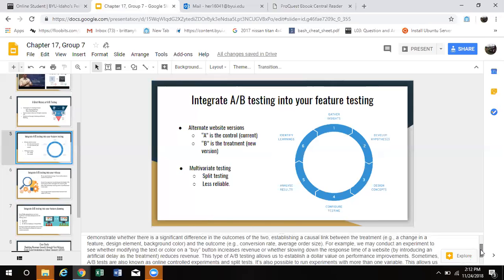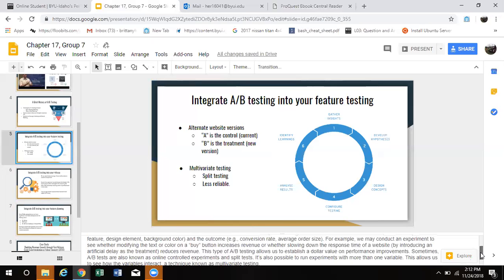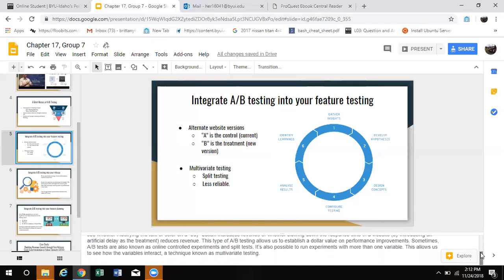For example, we may conduct an experiment to see whether modifying the text or color on a buy button increases revenue, or whether slowing down the response time of a website by introducing an artificial delay as the treatment. This type of A/B testing allows us to establish a dollar value on performance improvements. Sometimes A/B tests are also known as online controlled experiments and split tests. It's also possible to run experiments with more than one variable. This allows us to see how the variables interact, a technique which is called multivariate testing.